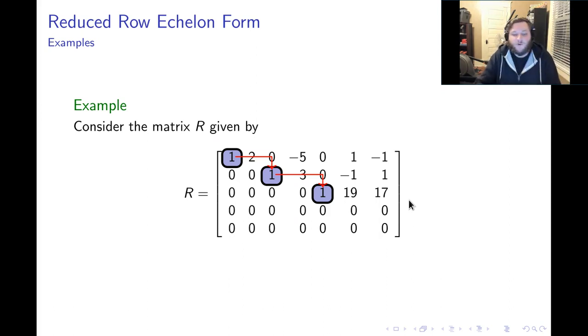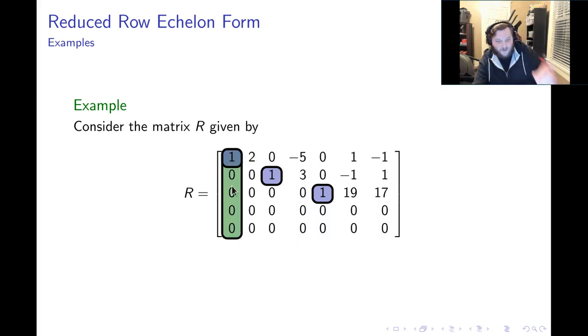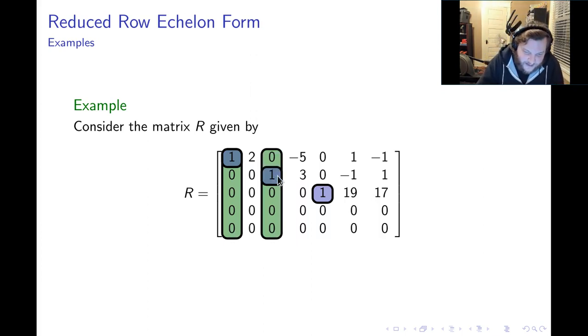The fourth rule says each pivot needs to be the only non-zero entry in its column. So if we look at the first pivot, it is the only non-zero entry in its column. We have the pivot and everything else is equal to 0. Good. If we look at the second pivot, it is the only non-zero entry in its column. So we have our pivot here in the third column and everything else is equal to 0.